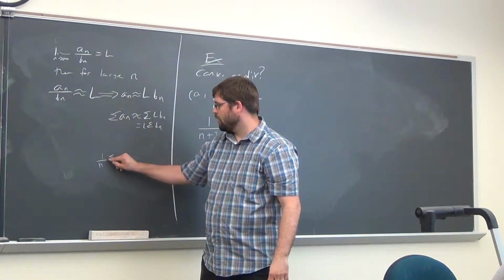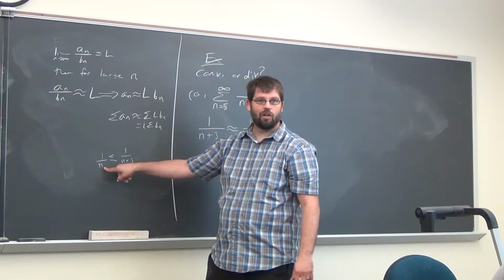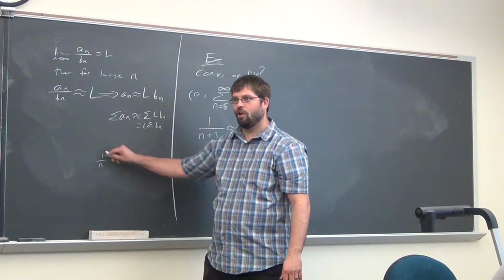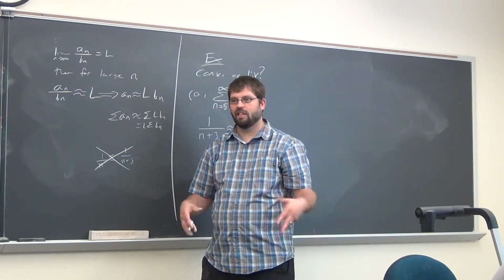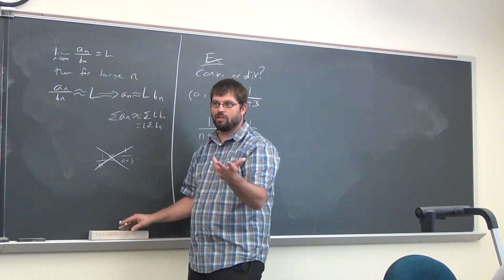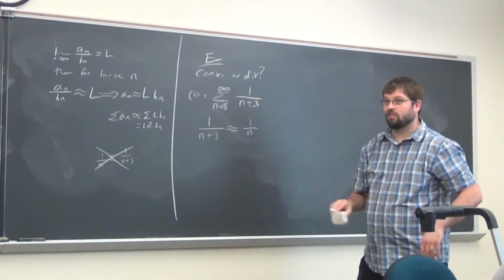n to be the smaller one, right? But is that true? Is 1 over n less than? No, that's not true, right? And so you can't use the ordinary comparison test in the classic way that we used it before, or the direct comparison test. So that's why this test is so much more useful.